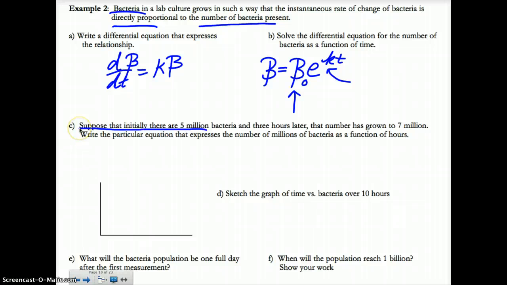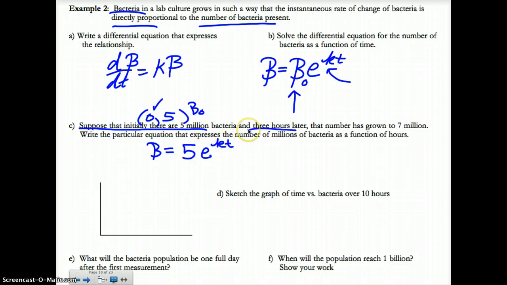Here's the first one. Initially, there's 5 million. Really what that is, is my b sub 0. If you go put 0 in for t, you're going to have 5 million equals b sub 0 times 1. So that b sub 0 is 5 million. So I've got b is equal to 5e to the kt. That's my first bit of information.